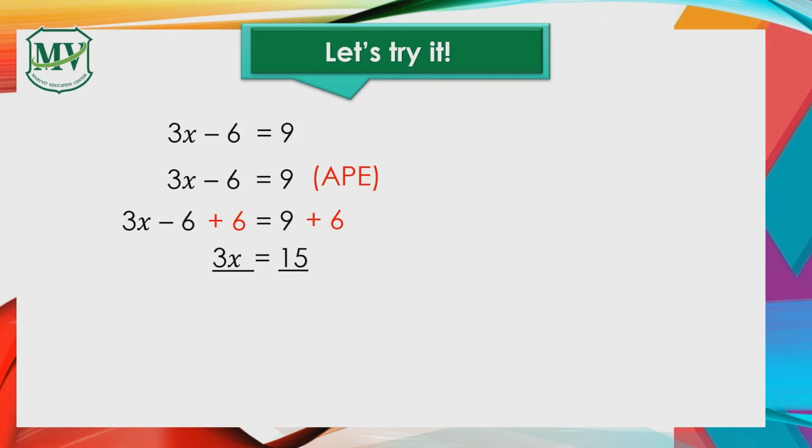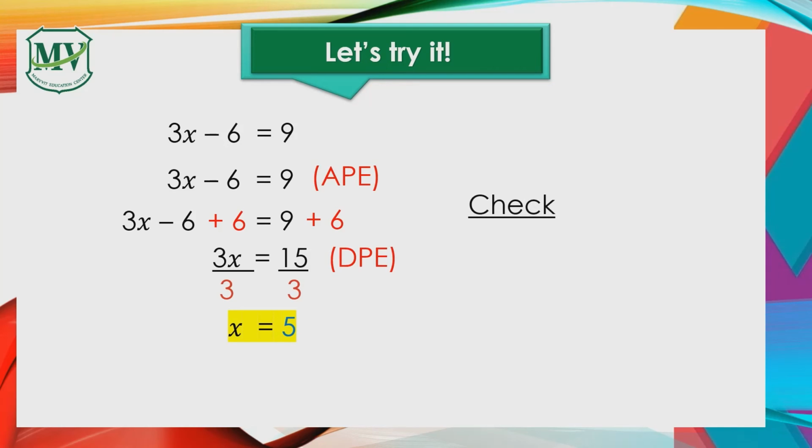So 3x is equal to 15. Then, use the division property of equality, which allows us to divide 3 from both sides of the equation. 3x divided by 3 is equal to 1x. 15 divided by 3 is equal to 5. So, the value of our x is equal to 5.